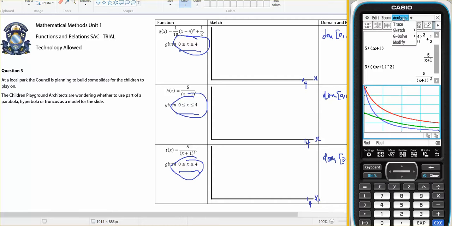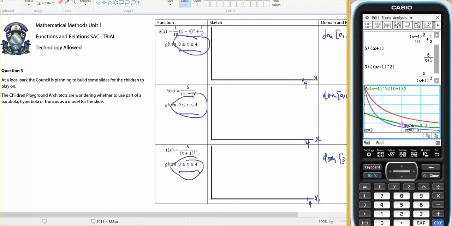If I go analysis, trace, it flashes on this one. And if I go up and down, I can change to this one, I can change to this one, I can change to this one. And as I change them, notice it gives me the equation up here in the colour. So I can swap between them. That's the last one, which is blue, and it's written in blue. And this is the second one, and that's the first one in green.